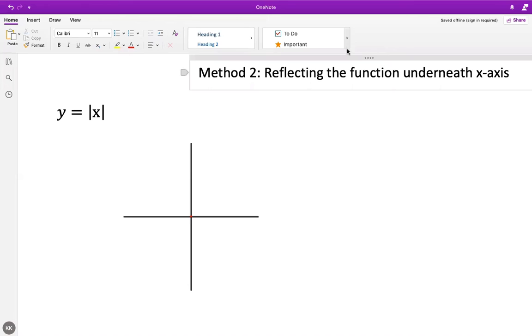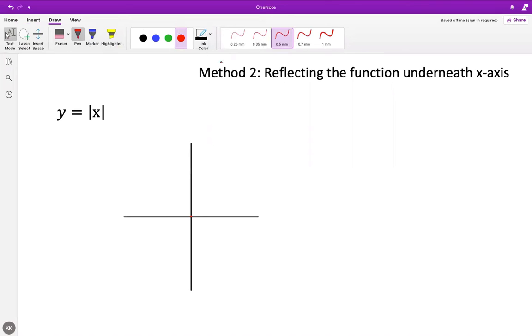Okay, so what is the second method of graphing the absolute value function of x? This method involves reflecting the function underneath the x-axis. If I have a portion of the function underneath the x-axis, I need to reflect that portion in the x-axis so that the function becomes positive.